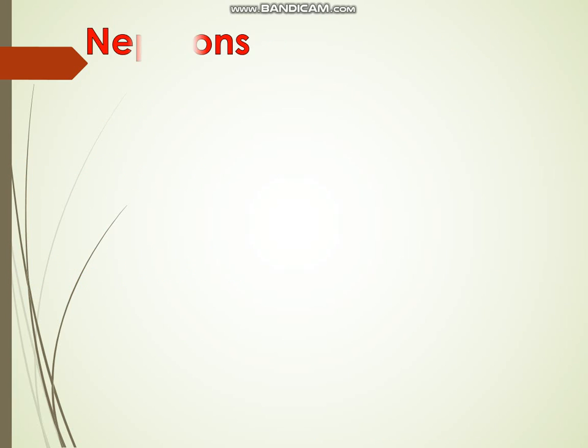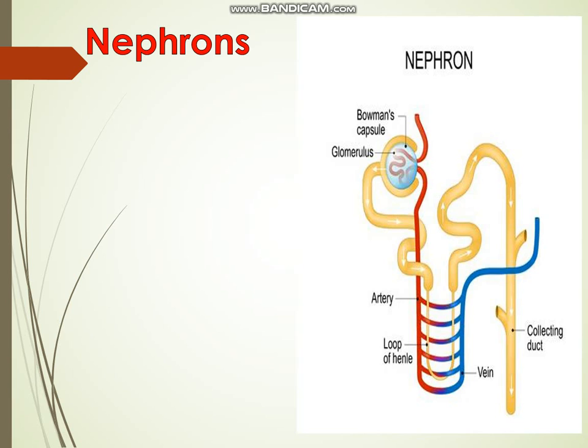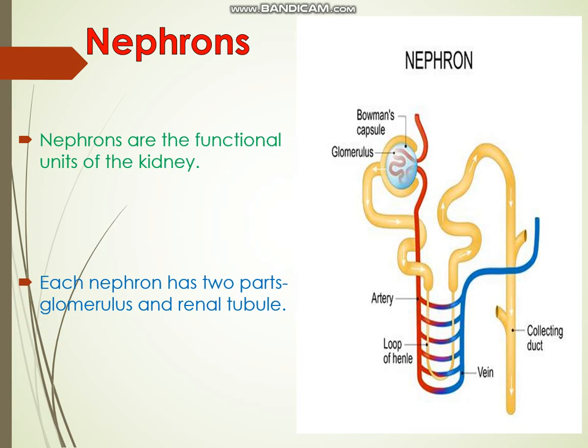Next one is nephrons. Nephrons are the functional units of the kidney. Each nephron has two parts, the glomerulus and the renal tubule. The glomerulus consists of a bunch of capillaries formed by the afferent arteriole. Blood from the glomerulus is carried away by the efferent arteriole.